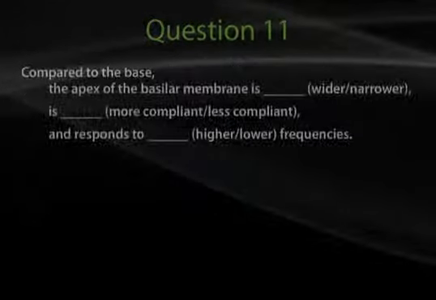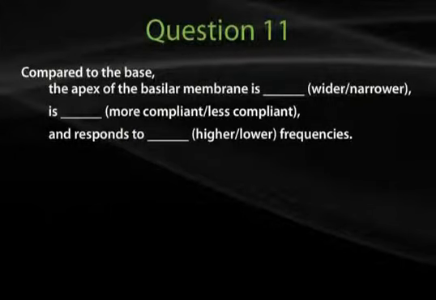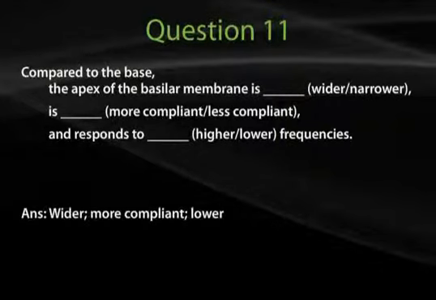Question 11. Compared to the base, the apex of the basilar membrane is wider or narrower, is more or less compliant, and responds to higher or lower frequencies? Answer: compared to the base, the apex of the basilar membrane is wider, is more compliant, and responds to lower frequencies.